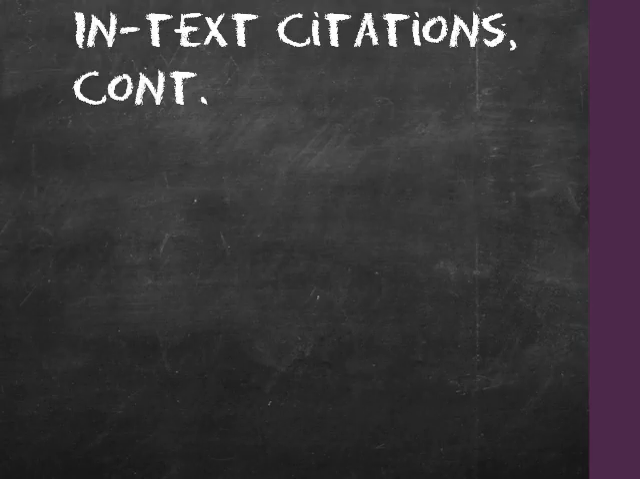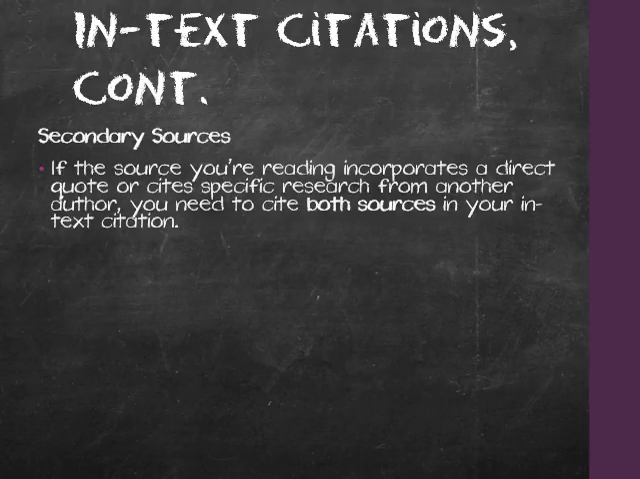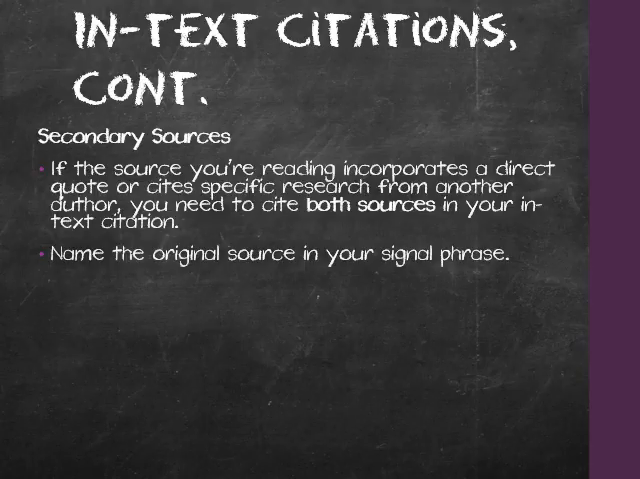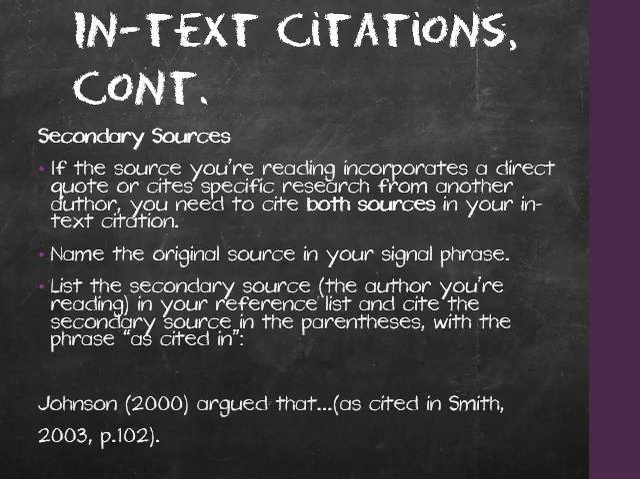Now let's discuss how to cite secondary sources. If the source you're reading incorporates a direct quote or cites specific research from another author, you need to cite both sources in your in-text citation. Name the original source in your signal phrase. List the secondary source, the author you're reading, in your reference list and cite the secondary source in the parentheses with the phrase, as cited in.